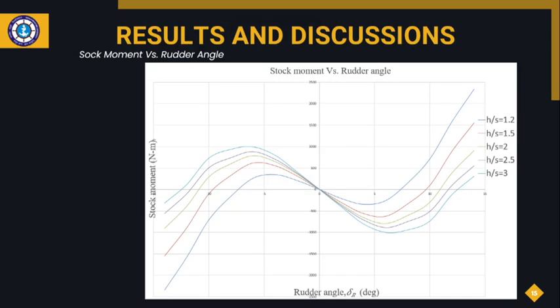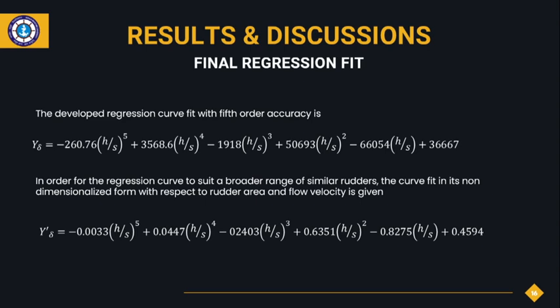So though I said I could calculate the rudder moment from the rudder force, this is the stock moment, only to check that the stock moments do change sign because of an eccentric rudder stock for a balanced rudder. That is the condition we have assumed here. So finally, we come to the regression fit we obtain. The regression fit is a fifth order fit.